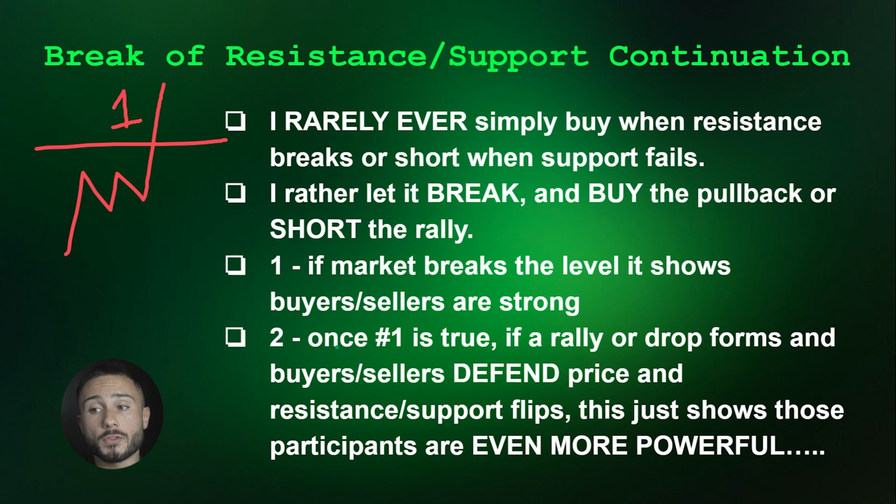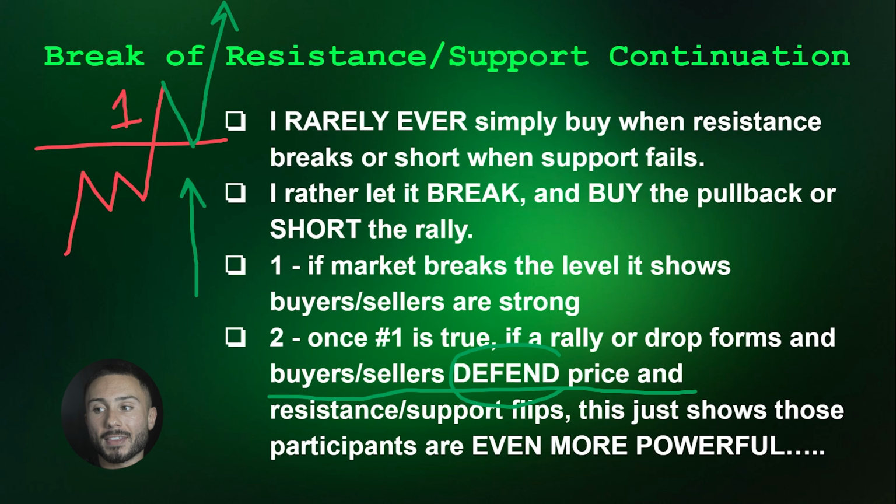If point number one is validated and the rally or drop forms, point number two now is, if point number one is validated and we get that rally or drop, we want to see buyers or sellers defend price. What this means is if we can validate that buyers were strong at point number one on that breakout, ideally a pullback into the resistance level should now turn into support.